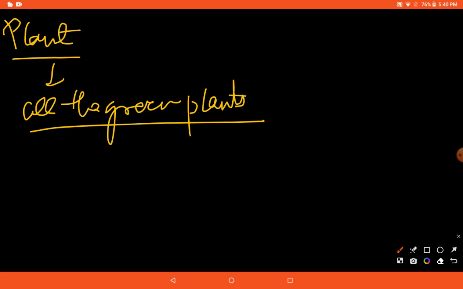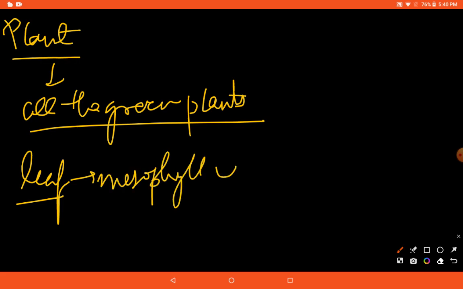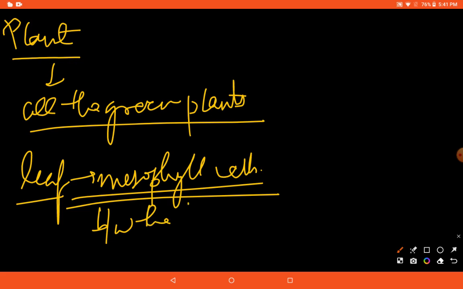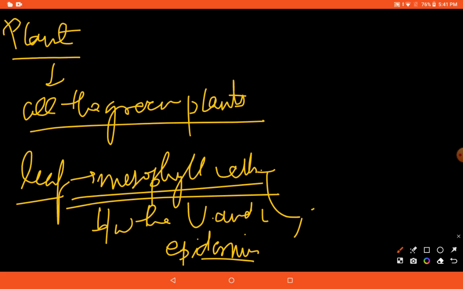Now, the major organ which does it is the leaf. In the leaf also, it is the mesophyll cells. The mesophyll cells are located between the upper and the lower epidermis. Remember that in one mesophyll cell, there are about 20 to 40 chloroplasts.